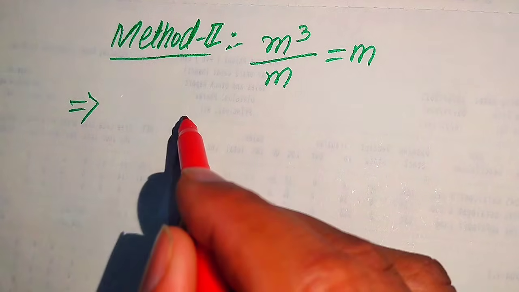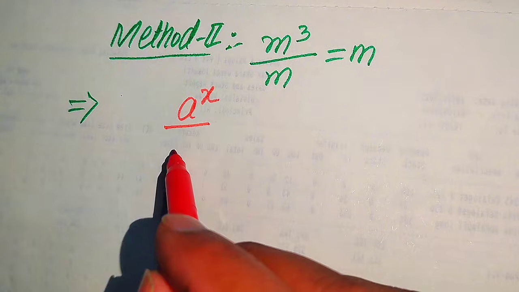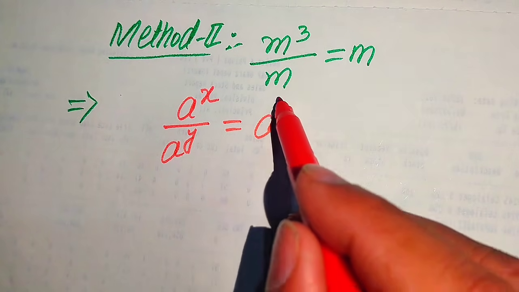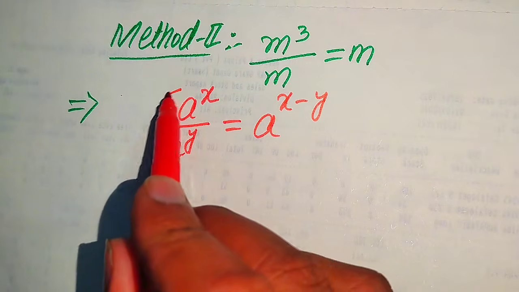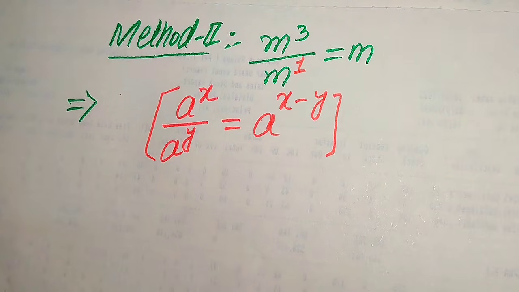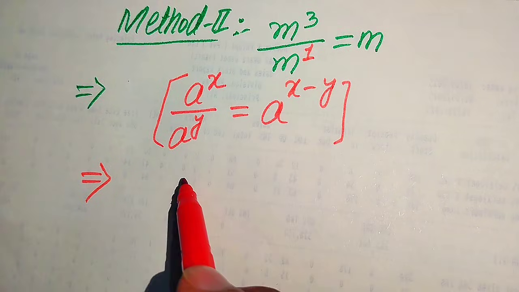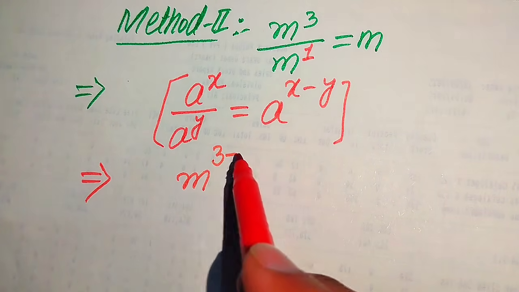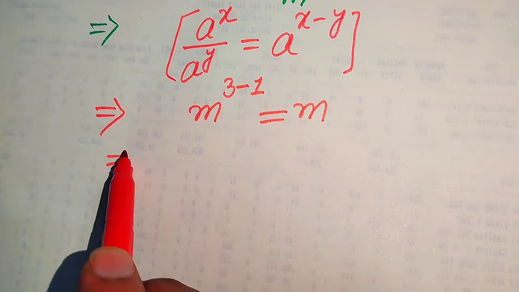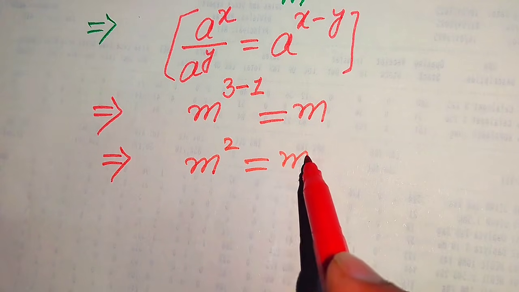You know about that. If we have a to the power of x divided by a to the power of y is equal to a to the power of x minus y. So according to this rule of exponents, we write these terms as, because you see here the exponent of the denominator term is 1, and when we move this term to the upper side, it will be written as m to the power of 3 minus 1 is equal to m. And further in the next step this becomes m square is equal to m.